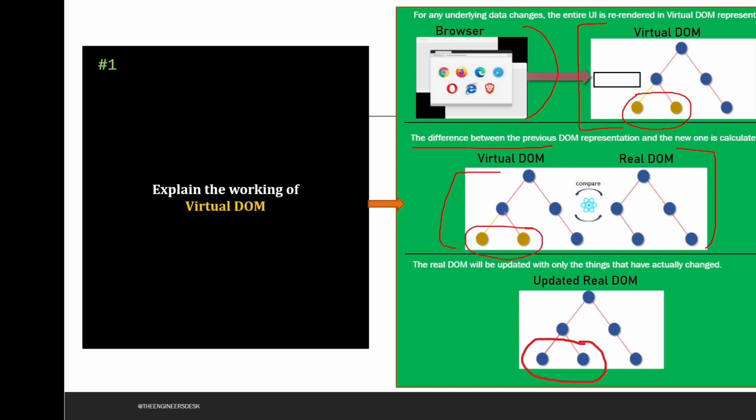So instead of re-rendering the complete thing, it is going to apply these two changes only to the real DOM. In this third part, the real DOM will be updated with only the things that have actually changed. So this is your real DOM, and only these two nodes are going to be added here. This is now your updated DOM. This is how the virtual DOM works in React. Let's go to the next question.